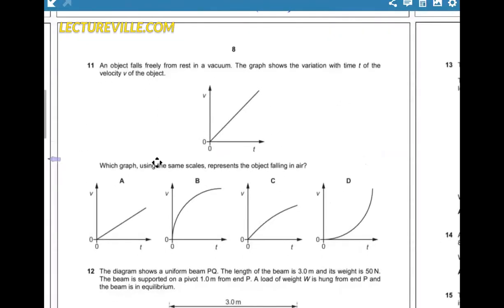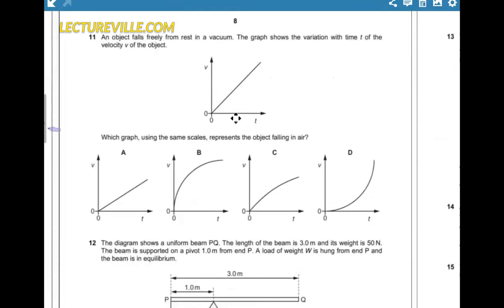Question number 11. An object falls freely from rest in vacuum. The graph shows the variation with time t of the velocity v of the object. This is the velocity. Which graph, same scales, represents the object falling in air? If the object is falling in air, in the beginning, it should have the same acceleration. So the velocity graph should be overlapping with the graph over here. So the new graph should be like this.